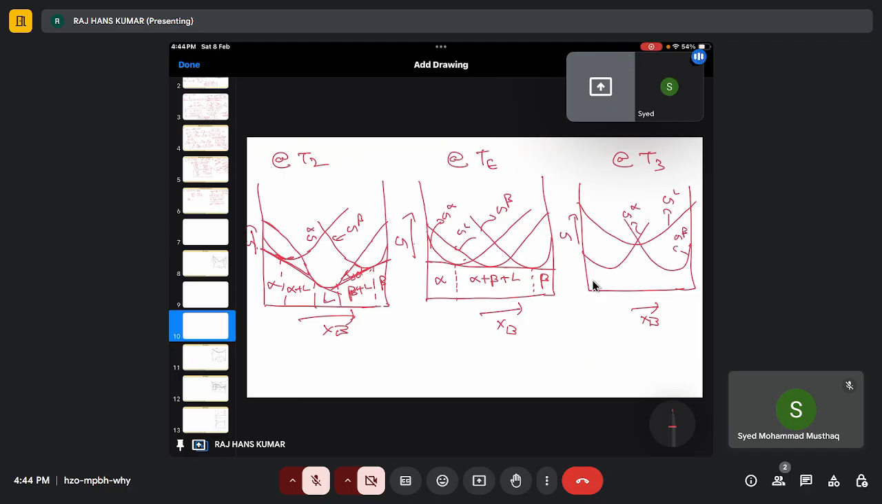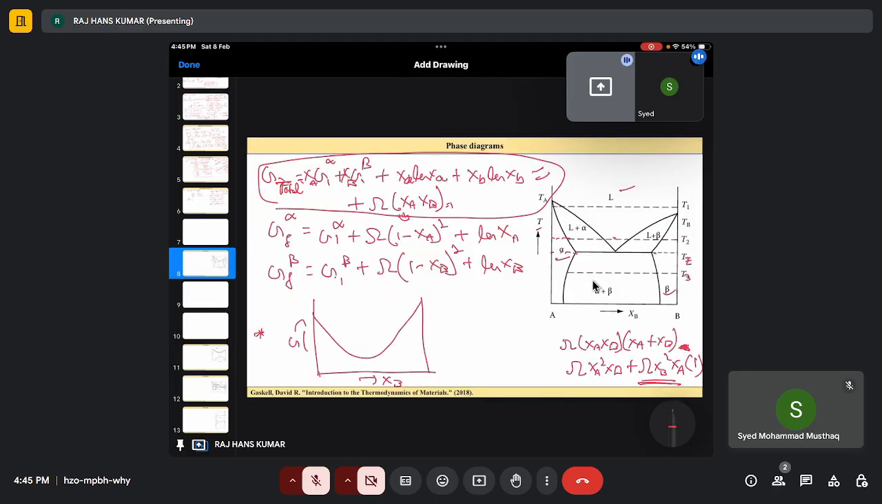If I draw a common tangent, this is my alpha, this is my beta, and this is my alpha plus beta. Right? So this is G versus X, free energy versus composition curves for different temperatures for the eutectic phase diagram. Now, there are different types of reactions.